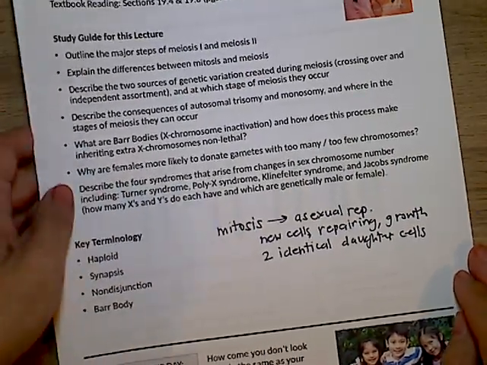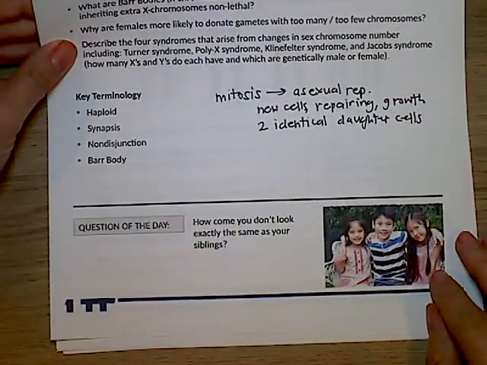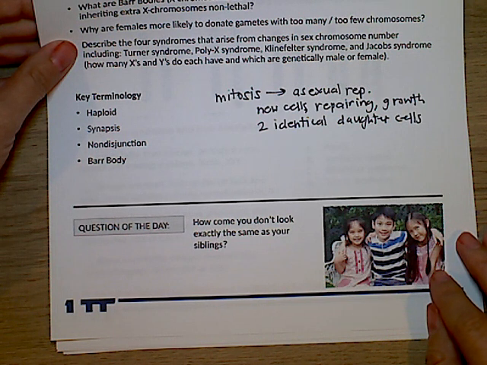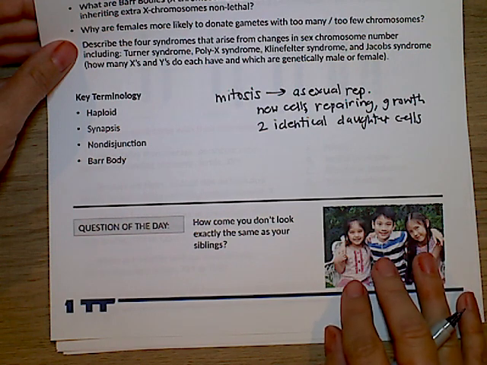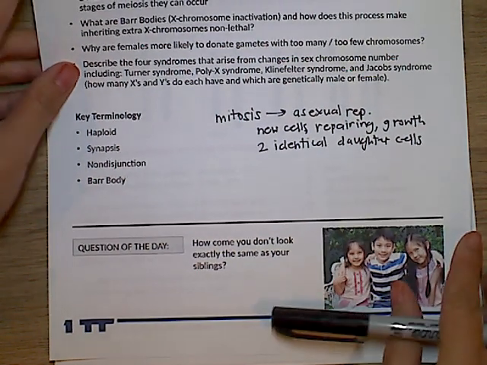So now into meiosis we go with our question of the day. How come you don't look exactly the same as your siblings? You probably have some similarities, but you don't look exactly the same.